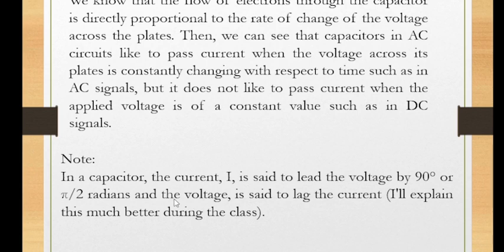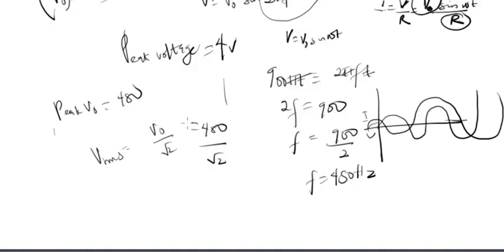Don't worry, you will understand this well during this class. So I is said to lead the voltage by 90 degrees or pi over 2 radians, and the voltage is said to lag the current. We already know what pi over 2 is. So look at it now.